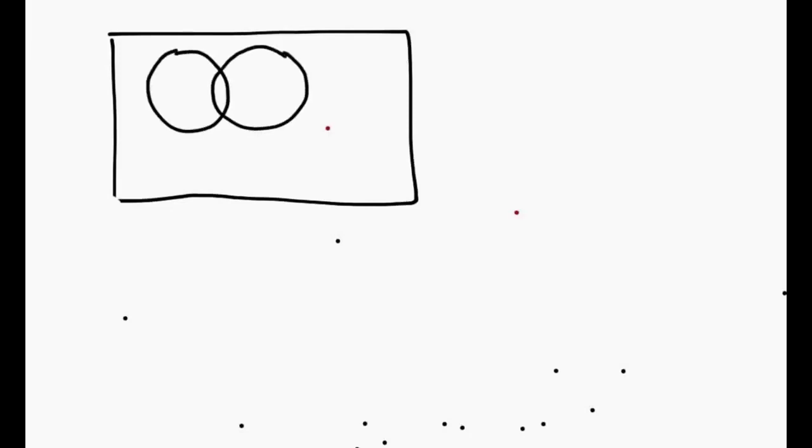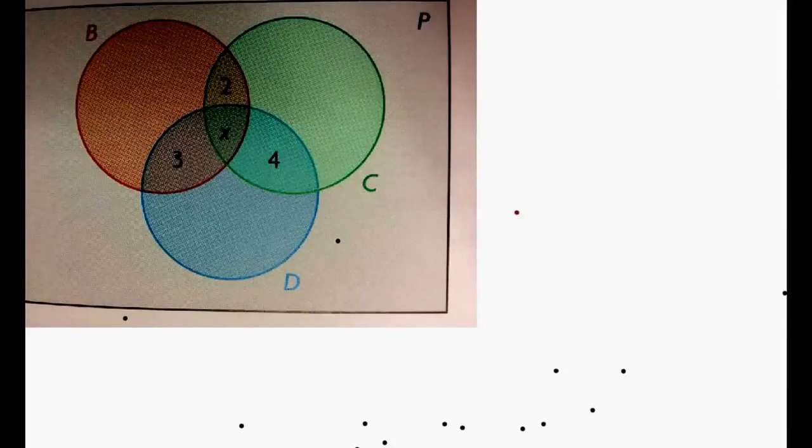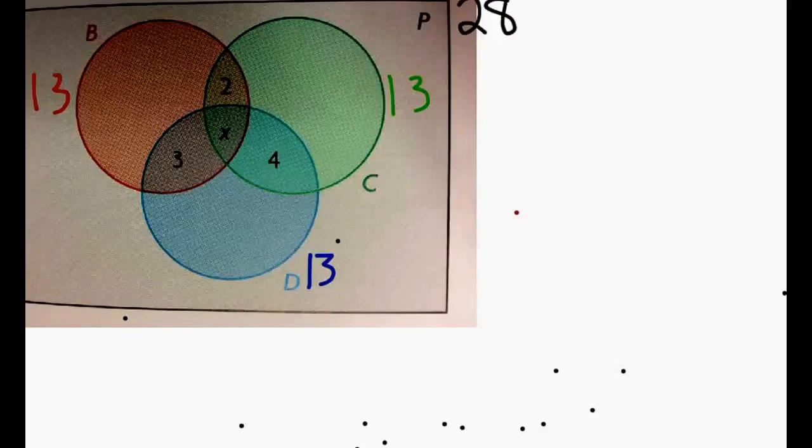Okay, so let me just re-sketch this out. Actually, hold on, let's erase the whole thing. Instead of making it bigger, I just cut and pasted it again. That'll be a little bit easier to see. So here's our same question again. The way it was worded, we knew there was 13 of each total. So we had 13 for each of the circles. And the other thing we knew was there was 28 total people.